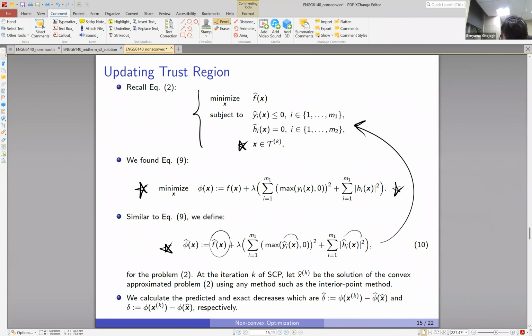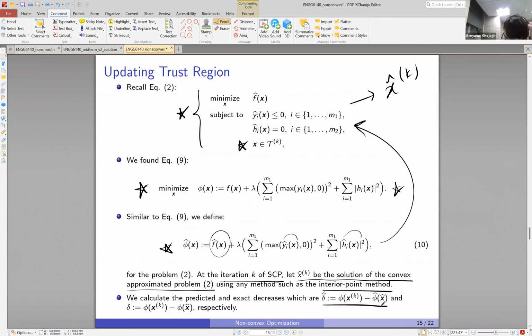Okay. At iteration k of sequential convex programming, let x hat k be the solution of the convex approximated problem 2. Assume that at iteration k, the solution of this problem, which is the convex approximation of the actual problem, is denoted as x hat k, using any method such as the interior point method. We can simply find x hat k using any of the methods introduced so far in this course, such as interior point method.